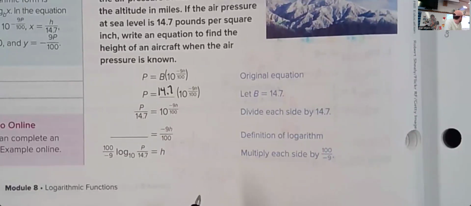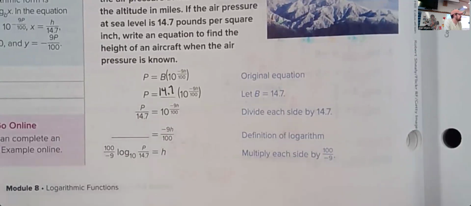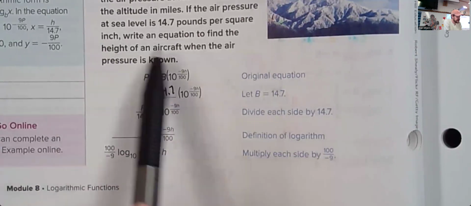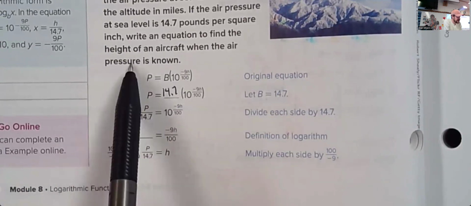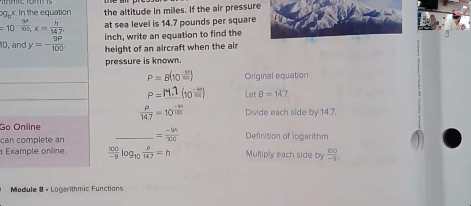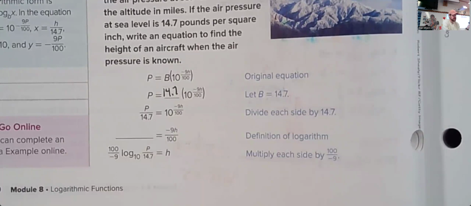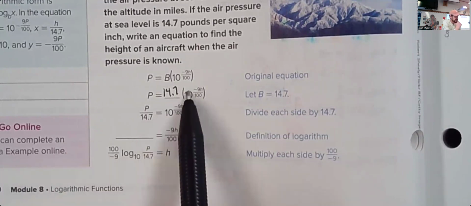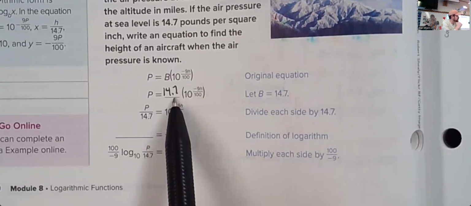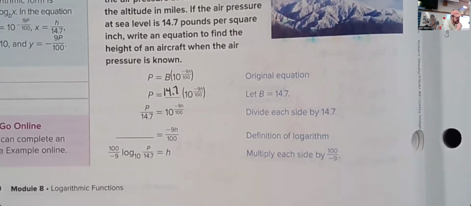By the way, are we solving for anything here? Are we figuring out the value of a variable on this problem? No. We are writing an equation to find the height of an aircraft when the air pressure is known, which we don't know right now. But we're solving for H essentially. So if you want to know what the height of the aircraft is, that means you need to get H by itself. So that's what we're doing. This part of the expression over here is being multiplied by 14.7, so we'll divide each side by 14.7. That's what it shows right here.